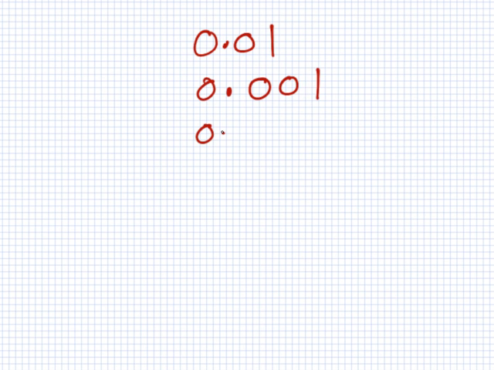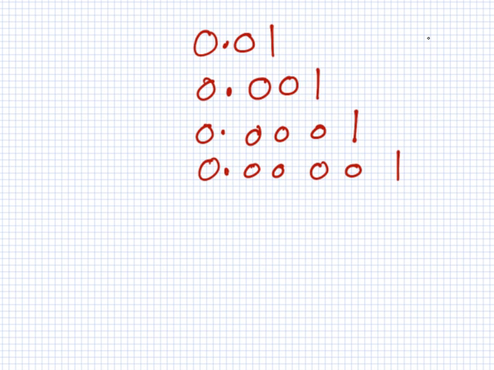So, as a decimal, 1% is 0.01. This is 1%. Yeah? 1/10 of a percent is 0.001. This is a tenth of a percent. 1/100 of a percent would be 0.0001, and so 1,000th of a percent will be 0.00001.